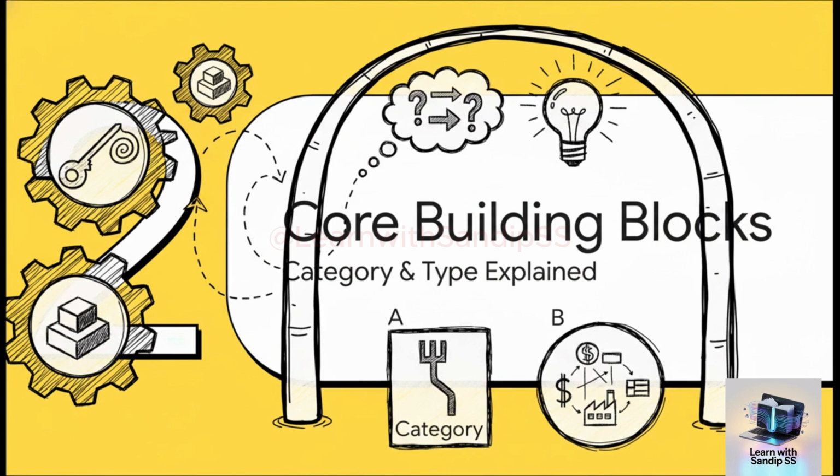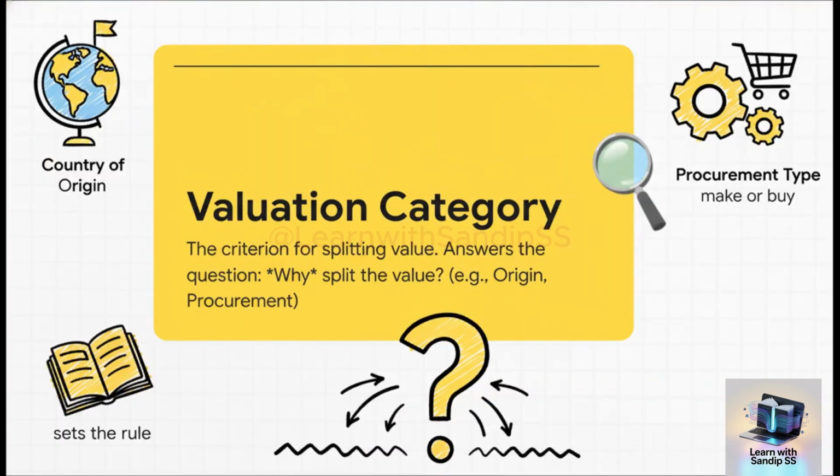All right, so how does SAP actually pull this off? Well, the magic is all built on two core concepts. We've got the valuation category and the valuation type. Let's break down what each of these really means. First up, we have the valuation category. The easiest way to think about this is that it's the big picture reason. It answers the question, why? Why are we splitting the value of this thing in the first place? Is it because of where it came from, its origin, or is it because of how we got it, the procurement type? Did we make it or buy it? The category sets the fundamental rule for the split.